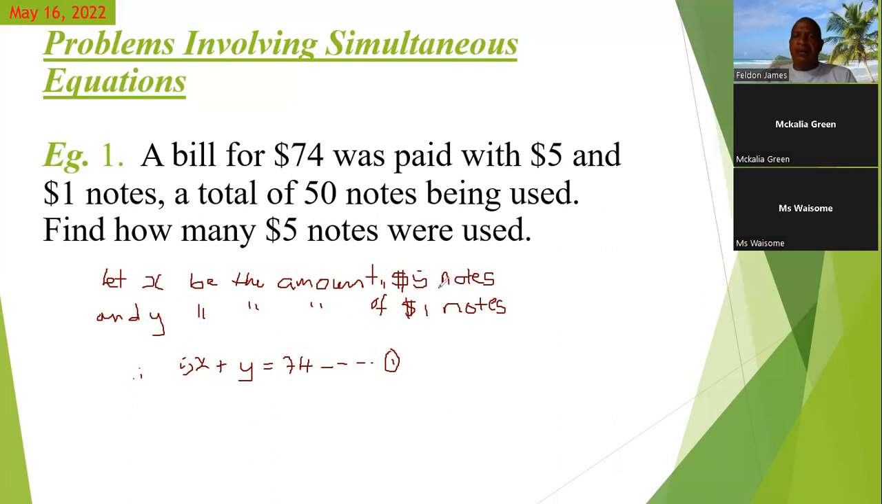Oh, but sir, we don't know yet. How many $5 notes do you have? I'm not sure yet, sir. You don't know. How many $1 notes do you have? Not sure. You don't know, but you did say over here, let x be the amount of $5 notes and let y be the amount of $1 notes. So what are you going to say now? x plus y equals 50, sir. Exactly. So you will have x plus y is equal to 50.